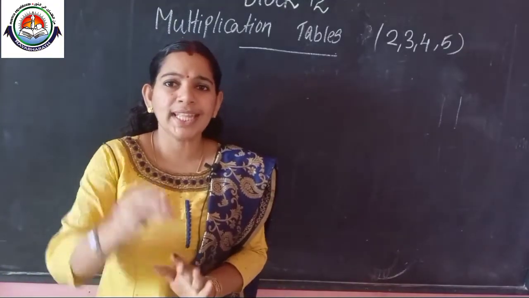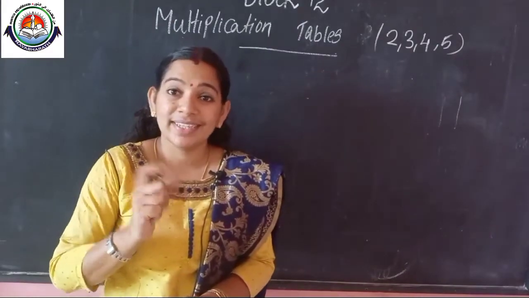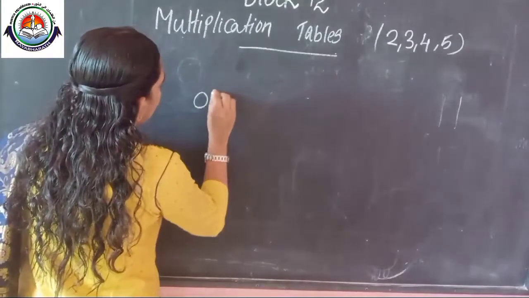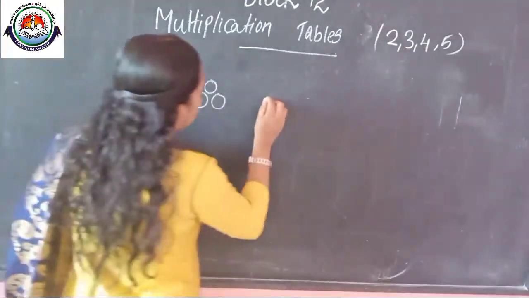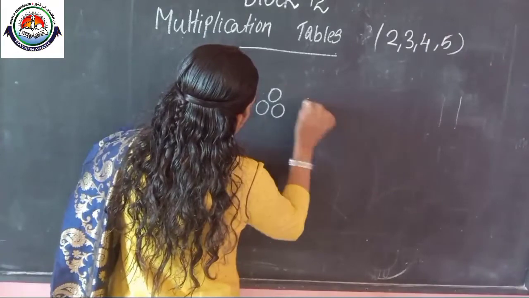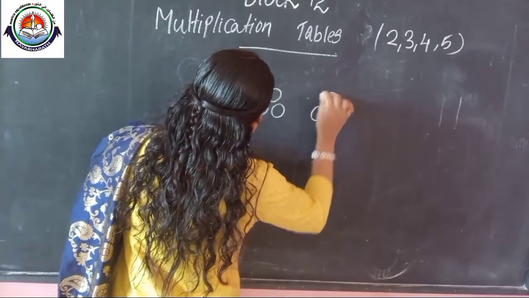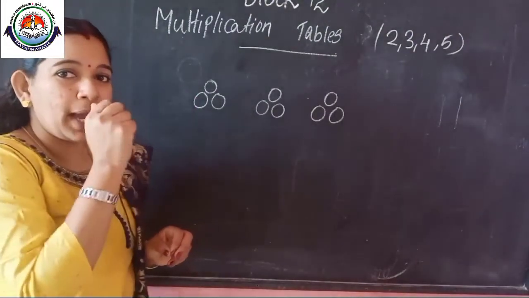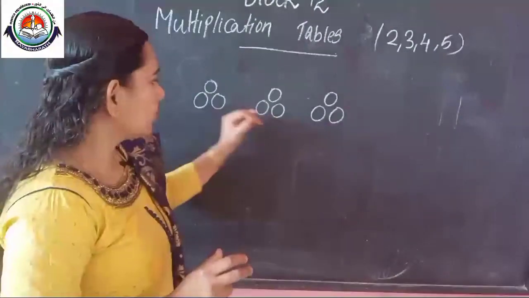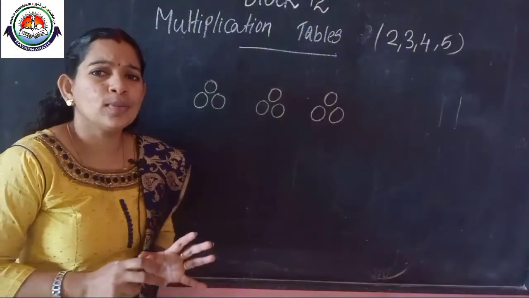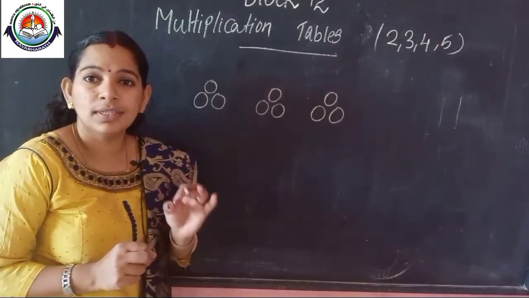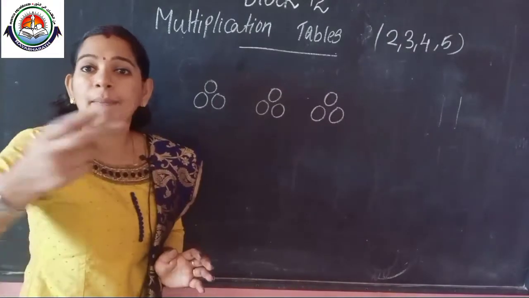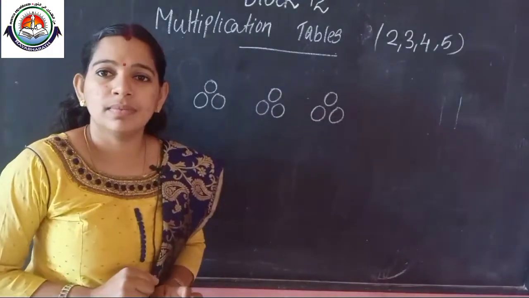So, in that time I will show some balls. Here, you just look here. I have some balls. I have 9 balls. I just arrange these balls in 3 groups. In each group how many balls are there? 3 balls are there. Then my friend gave 3 more balls.